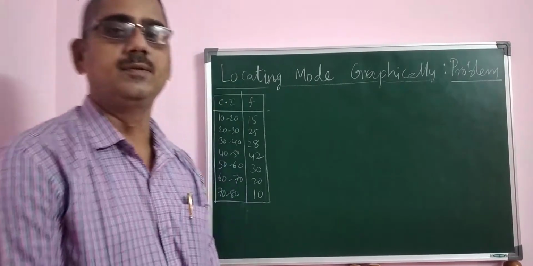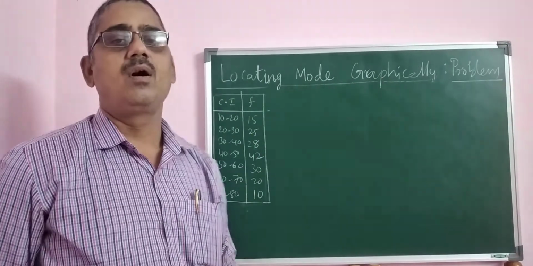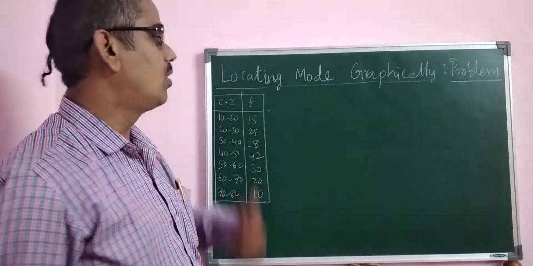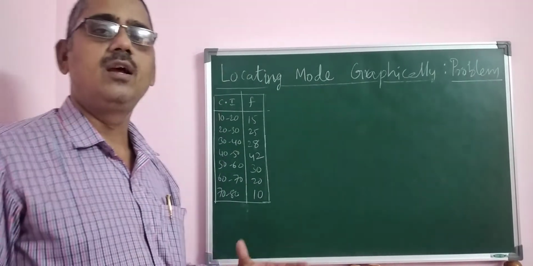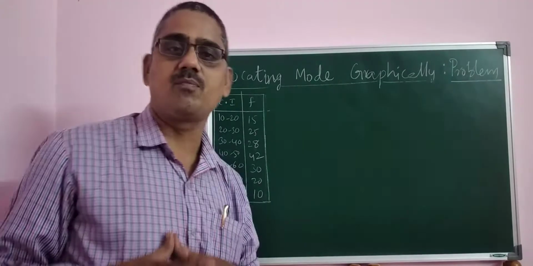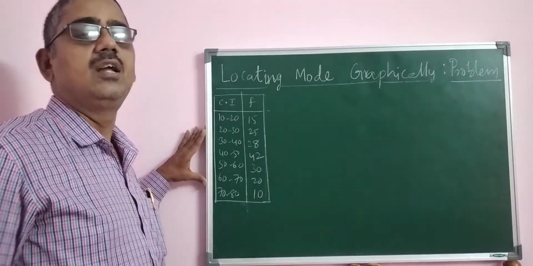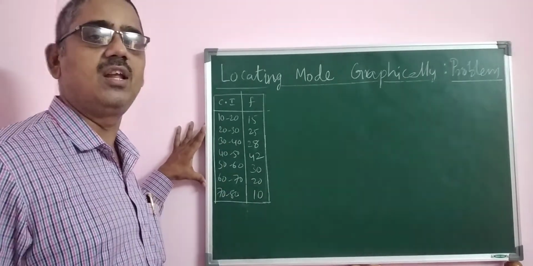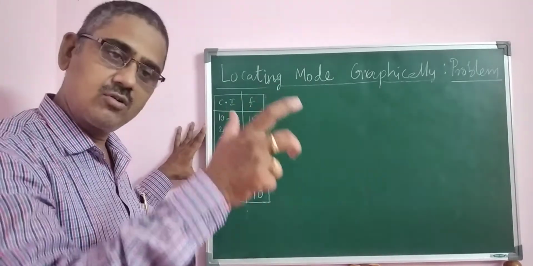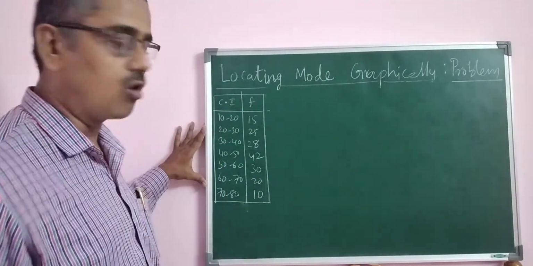So in this lesson, I do one particular problem on the topic of locating mode graphically. How to locate mode graphically, for which I am doing one particular problem. You see here, this is the data, class interval and frequency. Now we have to draw the histogram first to locate mode graphically, and then we have a certain procedure to follow. If you follow the procedure, you will get the mode, right?